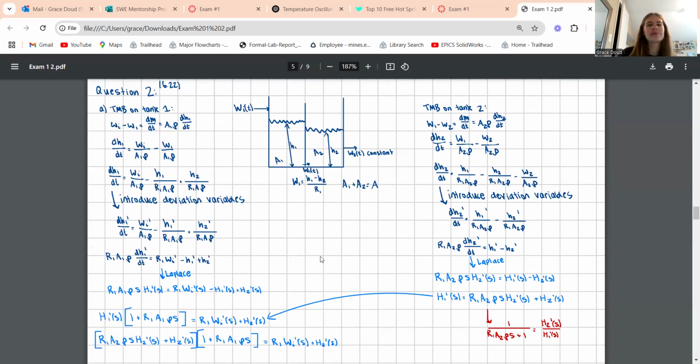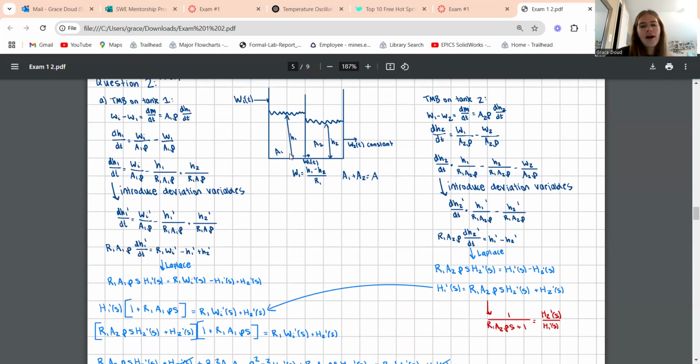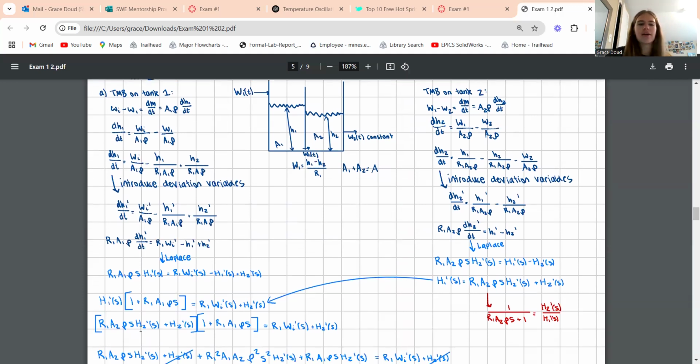So I started with the total mass balance. I said the left side was tank 1, the right side was tank 2. I didn't mind mass balances. I also introduced deviation variables and then Laplaced that. Kind of just following the book answer keys, with their list of things that they did.